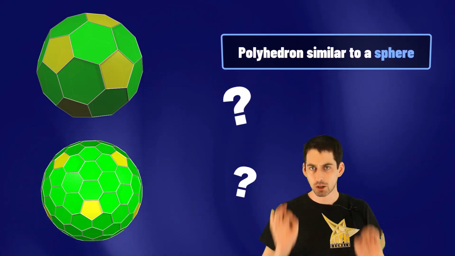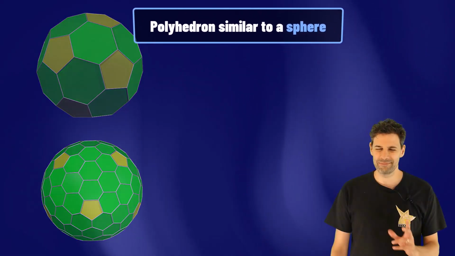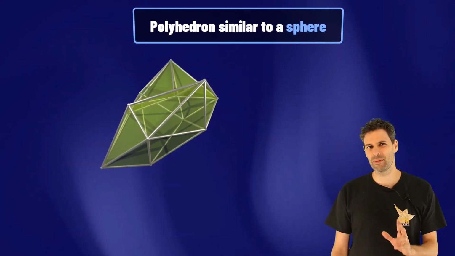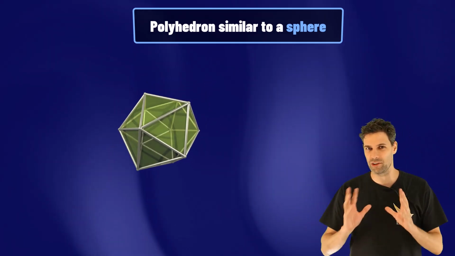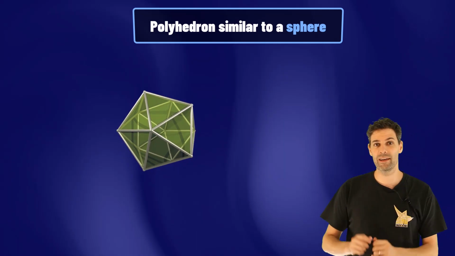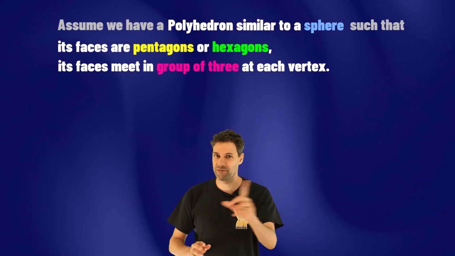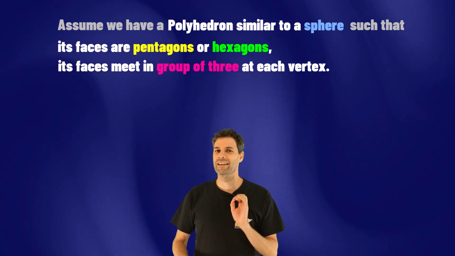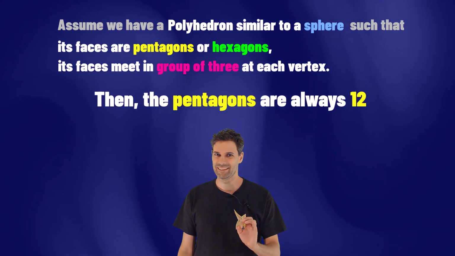Well, this does not seem so precise. What do you mean? You're right. Let's assume the polyhedra we are interested in are similar to a sphere in the same way that a cup is similar to a donut. Are you ready for the intriguing result? The number of pentagons is always 12.